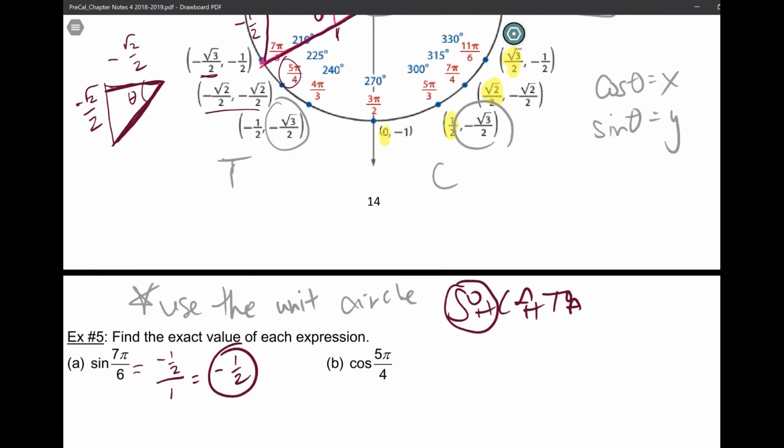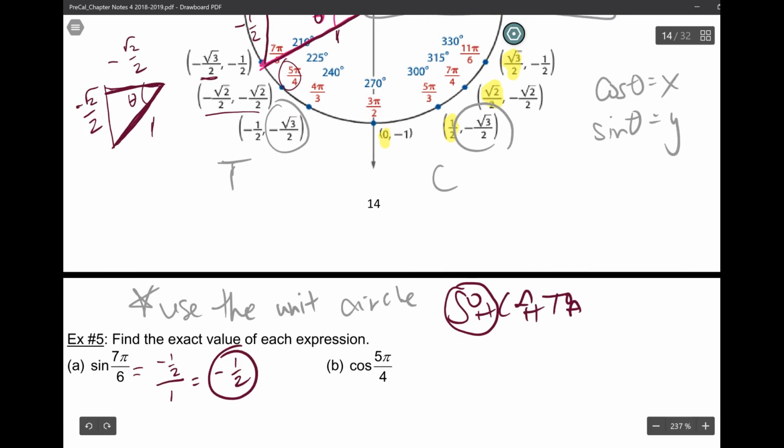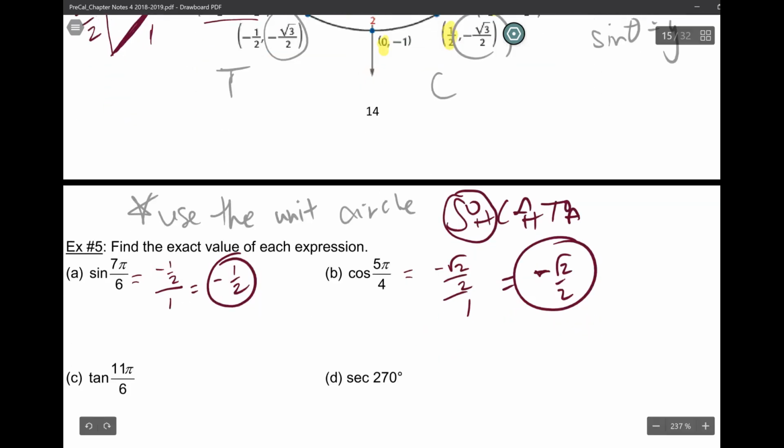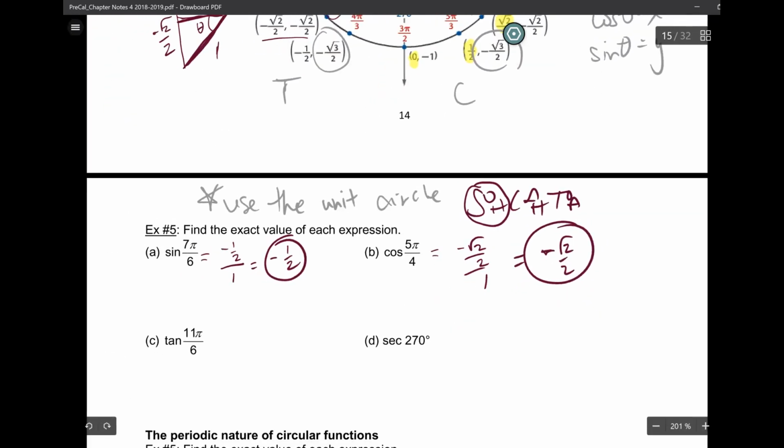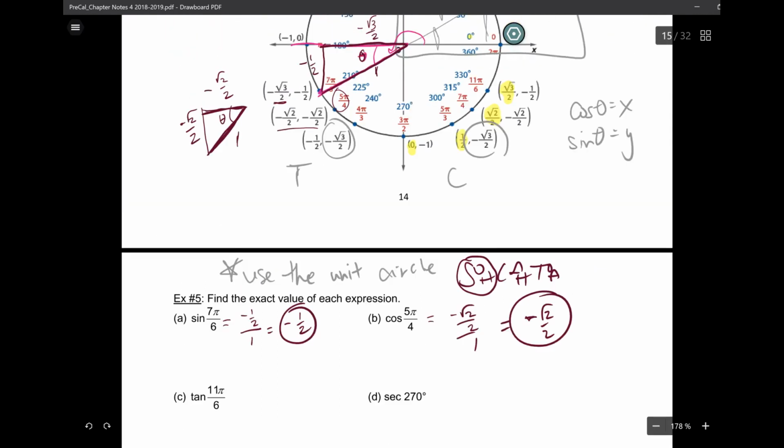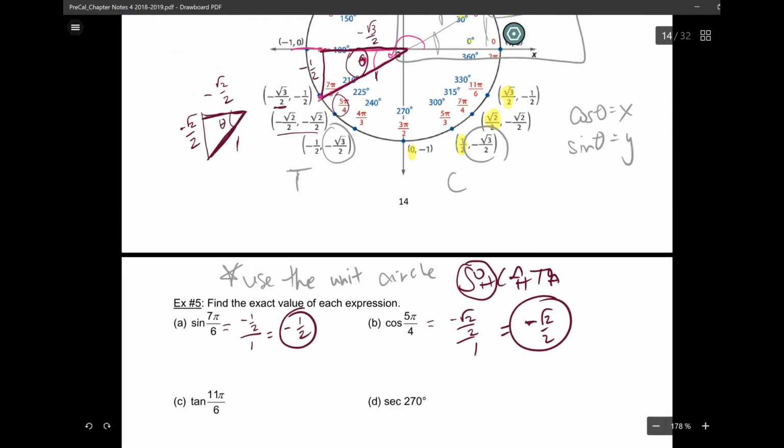So I'm doing cosine. Cosine is adjacent over the hypotenuse, which is 1. So this would be negative square root of 2 over 1, which simplifies to negative square root of 2 over 2. Cool. So the key here is we're finding a reference angle and then solving for that angle. Notice how I'm using this angle, not the whole way around to 5 pi over 4.